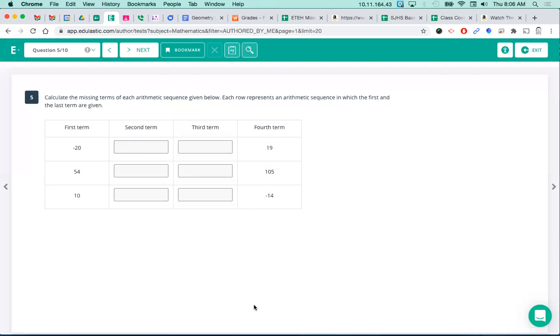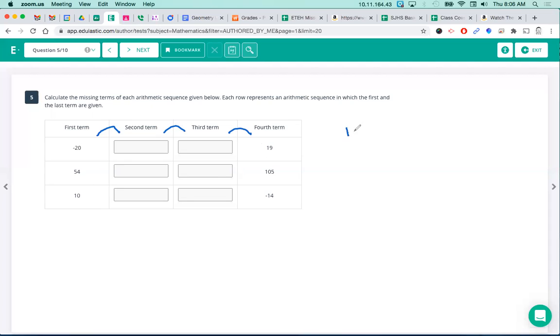Here's the way that I would do these problems. I know that I'm going to be adding something 3 times. So once here, once from here to here, and once from here to here in all 3 of these rows. So what I'm going to do is figure out what the difference is between -20 and 19.